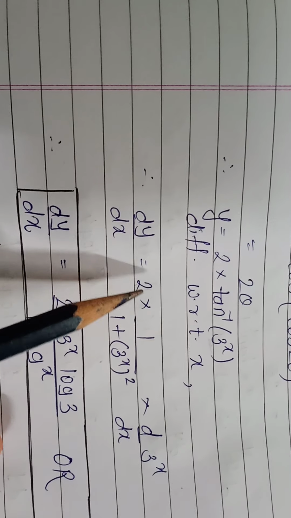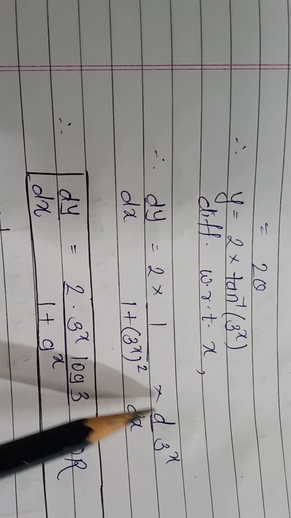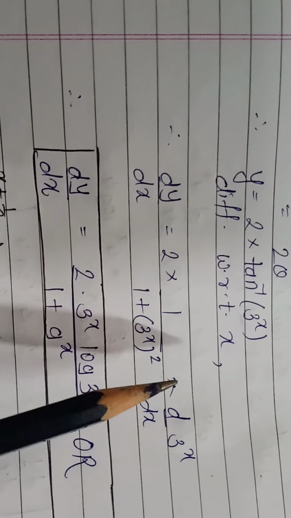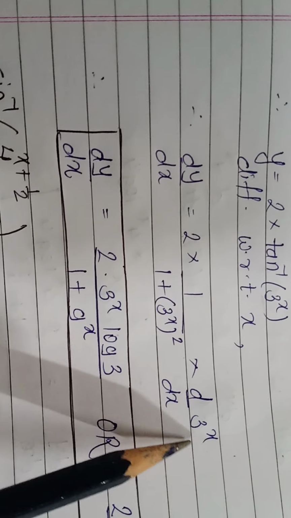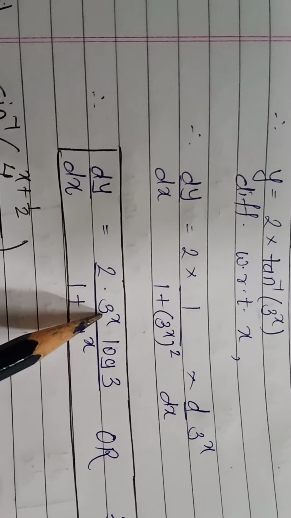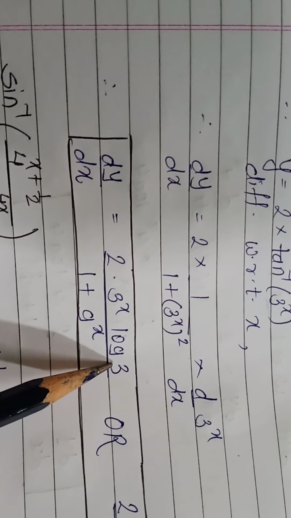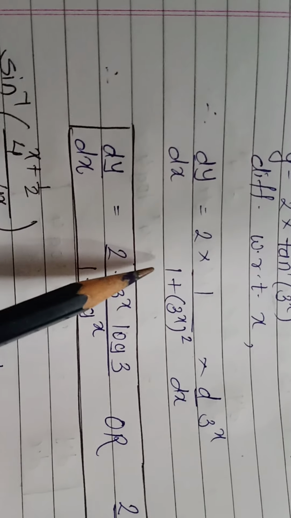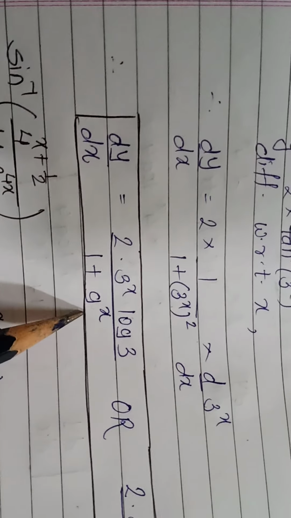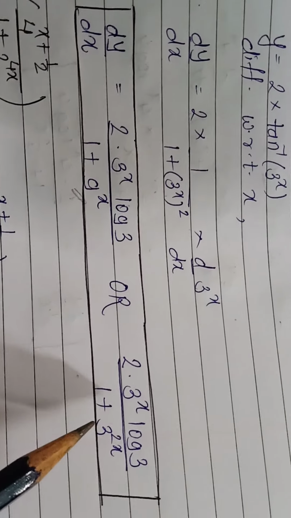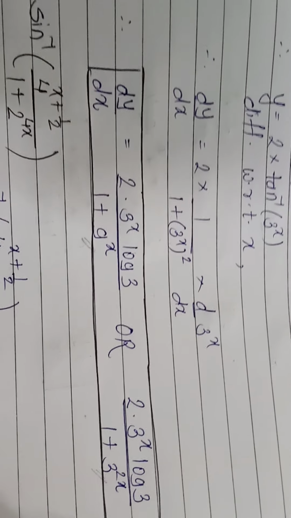So the differentiation will be 2 into 1 upon 1 plus 3 raised to x bracket square into the derivative of 3 raised to x. The derivative of 3 raised to x will be 3 raised to x into log 3, that is, the derivative of a raised to x is a raised to x log a. So we'll write that in that format, and upon, we know that this is nothing but 9 raised to x, no? So you can write it like that also, or leave this as 3 raised to 2x. Both answers are correct.